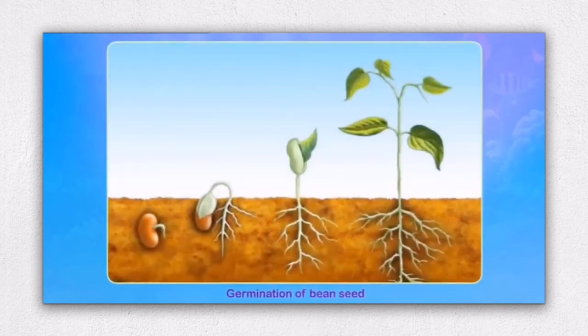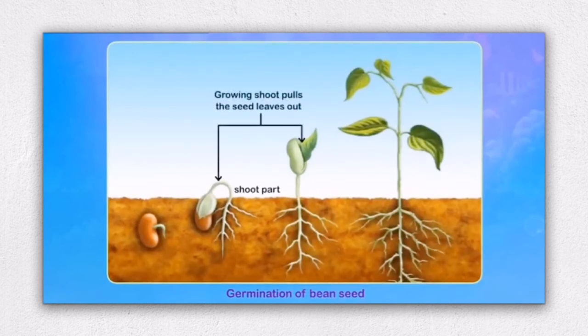2. Germination of bean seed. Here, the growing shoot pulls the seed leaves out of the seed coat and above the soil. These seed leaves are the first leaves for these plants.